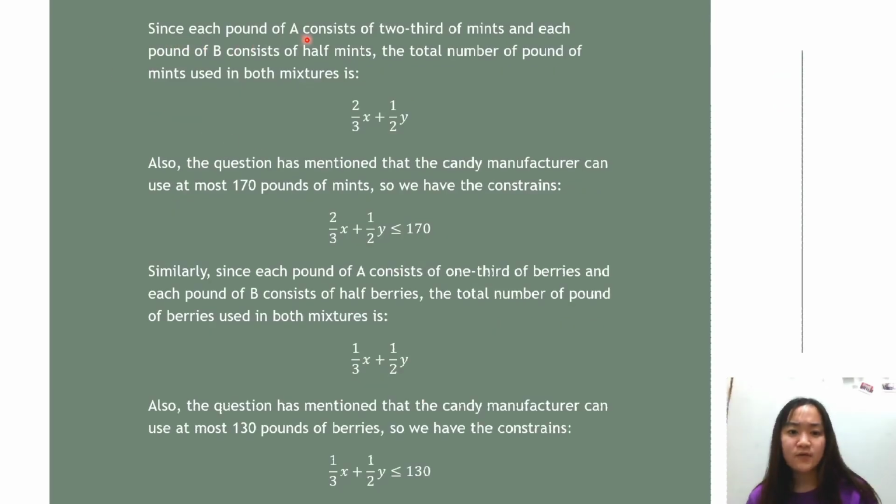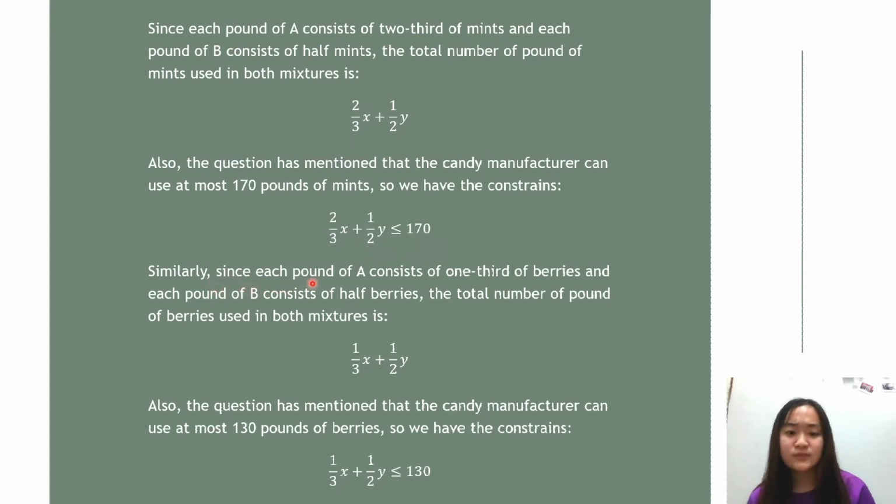Since each pound of A consists of 2/3 of mint and each pound of B consists of half mint, the total number of pounds of mint used in both mixtures is 2/3x plus 1/2y. Also, the question has mentioned that the candy manufacturer can use at most 170 pounds of mint, so we have the constraint 2/3x plus 1/2y less than or equal to 170.